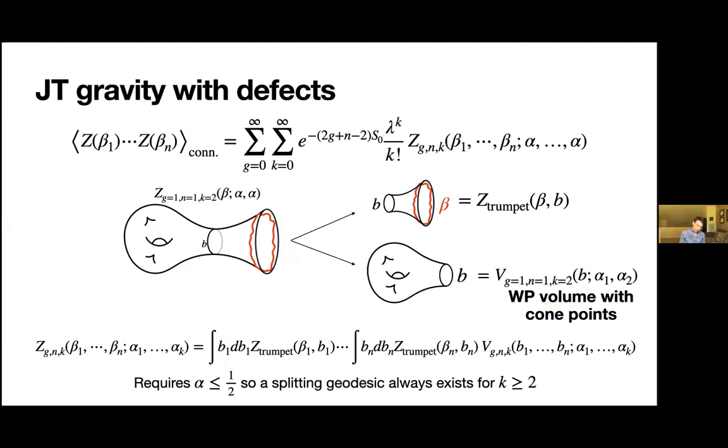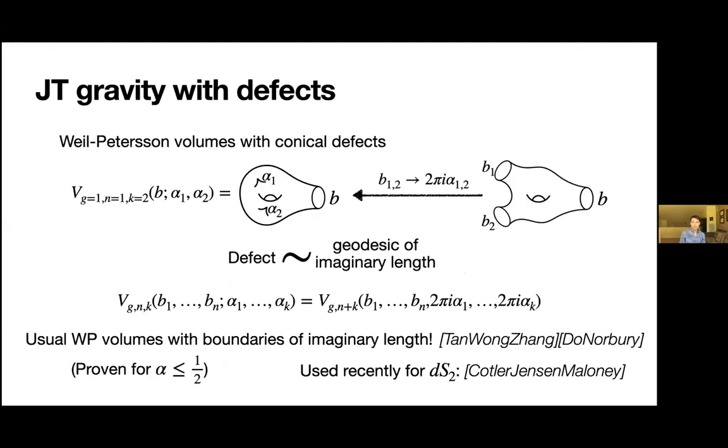Okay, so now we need to know what these Weil-Petersen volumes are with conical defects. And it turns out that you get those by taking the Weil-Petersen volumes with boundaries and playing the same game, where you take those boundaries and you turn them into defects by making their lengths imaginary. And this is proven by these mathematicians to work, again, with this restriction on the parameters. And the same result was used recently in a rather different context with JT in de Sitter space by Jordan Cotler and Kristan Jensen.